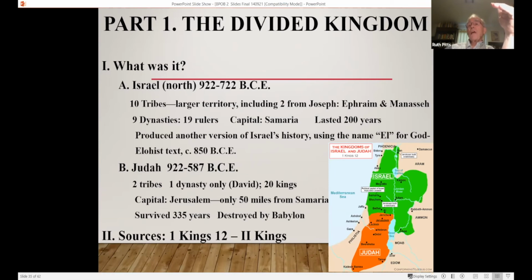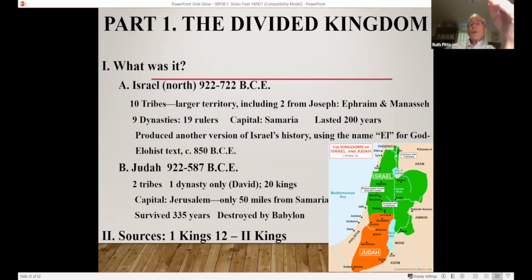It has produced another version of Israel's history. So we have one from Solomon from the south. What about one from the north now? So we believe the Elohist wrote at about 850 and produced yet another, because the Elohist uses the name El for God. The Yahwist uses the name Yahweh, both in the book of Genesis, starting there and moving forward.